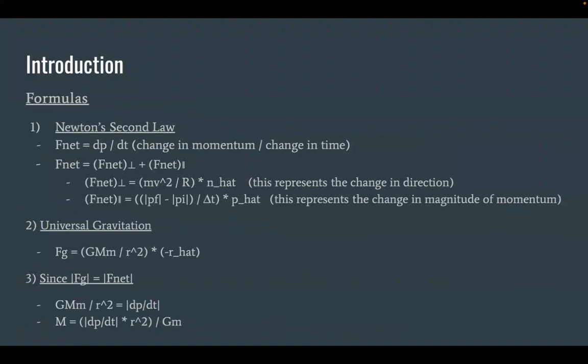For formulas, we have Newton's second law, which specifies that the net force is equal to the parallel and perpendicular components. We can further break that down by saying the parallel component is the change in momentum over delta t times p hat, and the perpendicular component is mass times velocity squared divided by the radius of the kissing circle times n hat. We also use the universal gravitation formula, and since we're assuming that force of gravity is equal to net force, we can find the mass, which is equal to the magnitude of the change of momentum times the radius squared divided by the gravity constant times the mass of the planet. So this is what we'll be using in the code to find the mass of the black hole.